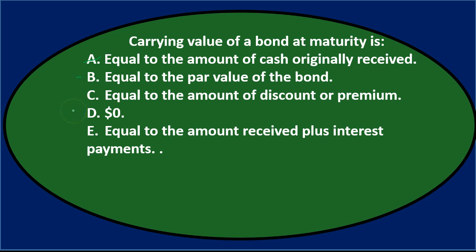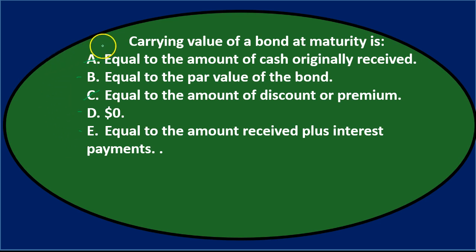C says equal to the amount of discount or premium. It doesn't seem that the carrying value would be equal to the premium or discount. So I don't think that's going to be it. D says 0. And if you think about it, the carrying value of the bond at maturity, you might think, maybe it should be 0, at the end, at the maturity date. So I'll keep that for now. And then E says equal to the amount received plus interest payments. And again, you might think, maybe that sounds like it could be something.